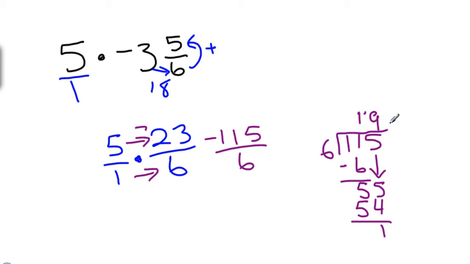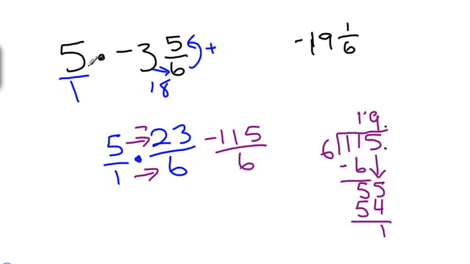Because if we wanted to keep going, we'd have to have a decimal, a couple zeros, but we don't want decimals, we want fractions here. So we're going to say 19 is the whole number, and this remainder that's left over is our new numerator. So that's one part out of what it always was. It was 6. It's going to stay 6. And that's still negative. It's negative 19 and 1/6.